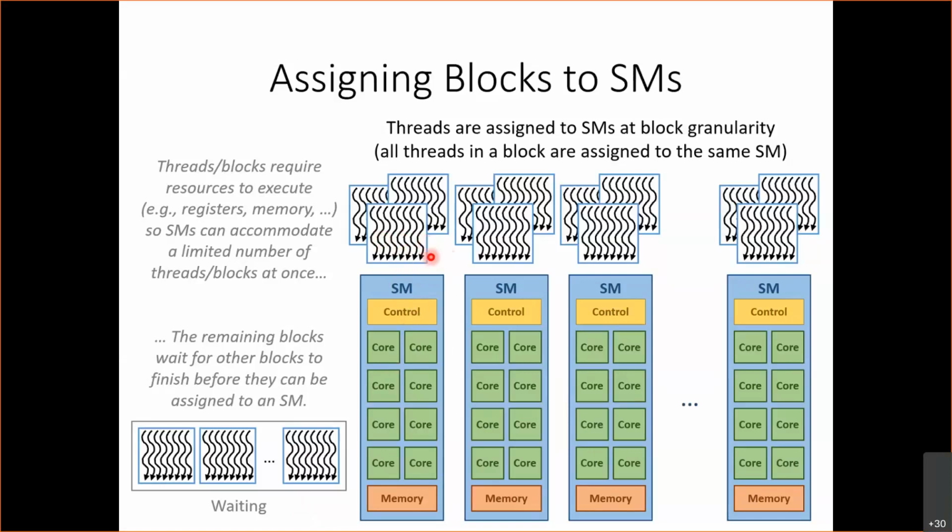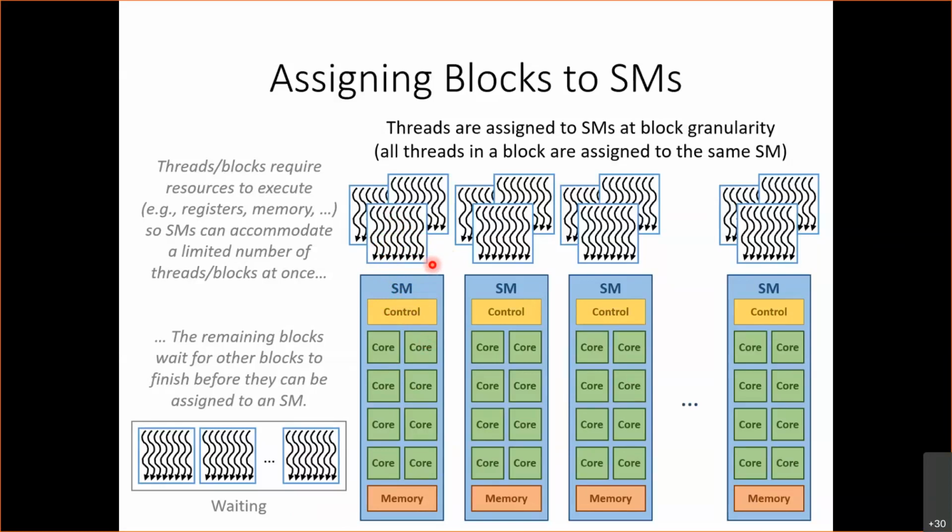Okay. But for now, what you need to know is that a thread block is assigned to an SM, and what that means is that each of the threads in the thread block is going to reserve resources, like registers, for itself on the SM. Okay. Other questions?